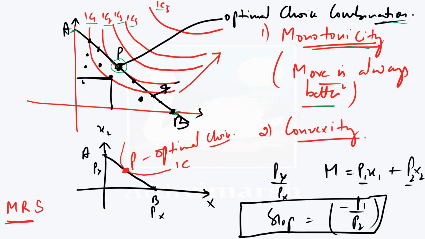But right now you should note that where our optimal combination is going to lie, it will be a point where the budget line is tangent to the indifference curve, which essentially means the slopes are going to be equal. And for the budget line, we know that the slope is given by the ratio of the prices, right? So the ratio of the prices is going to be equal to the MRS.